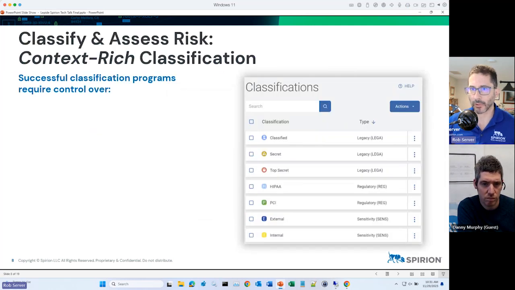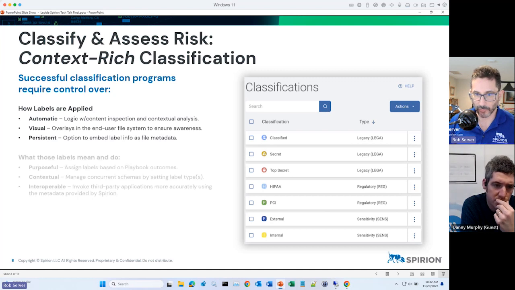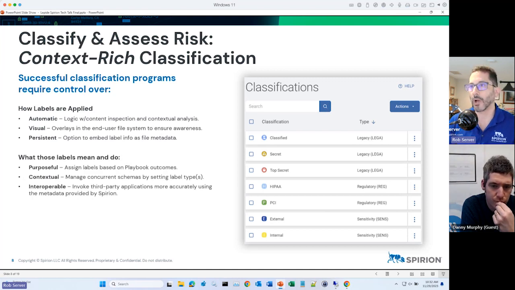And we'll talk a little bit about context-rich classification here. The classifications we can apply can be persistent. We're able to put classifications into files persistently so other solutions can read them. They're automatic, they're visual, and they're persistent. They're also purposeful, contextual, interoperable. So that means you're able to get that meaning for the user who's viewing it. Something like credit card data can be both PCI or ePHI related at the same time. Who's viewing it will indicate who's caring about which classification.